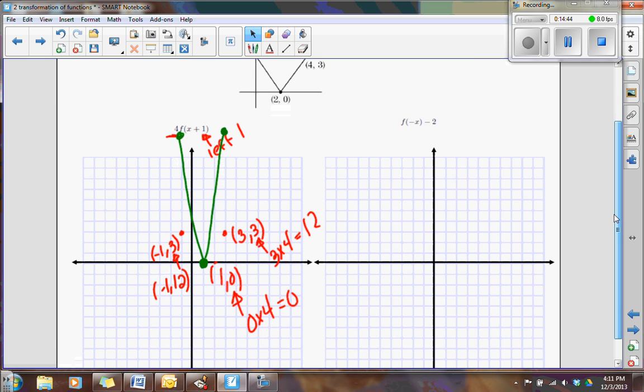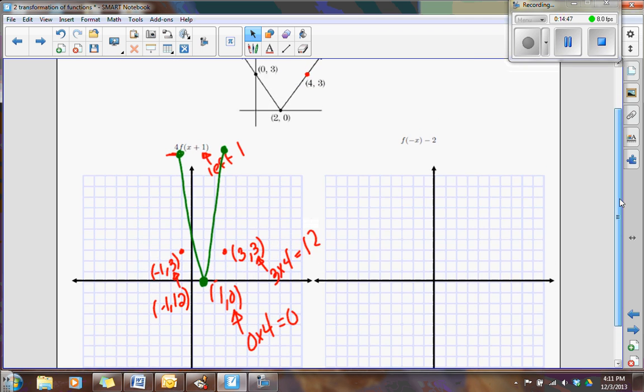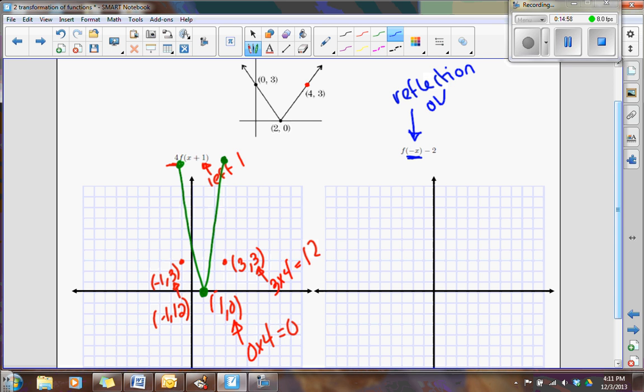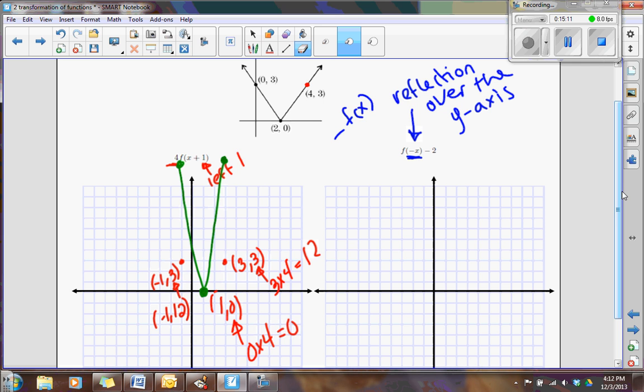Okay. f of -x -2. So this f of negative x is a reflection over the y-axis. And remember, negative f of x, just for your information, is a reflection over the x-axis. So if the negative is outside the function, it reflects over the x-axis, so it would flip it over downwards. But this is a reflection over the y-axis. So it's as if the y-axis is a mirror, and all of these points are going to be reflected to the left.